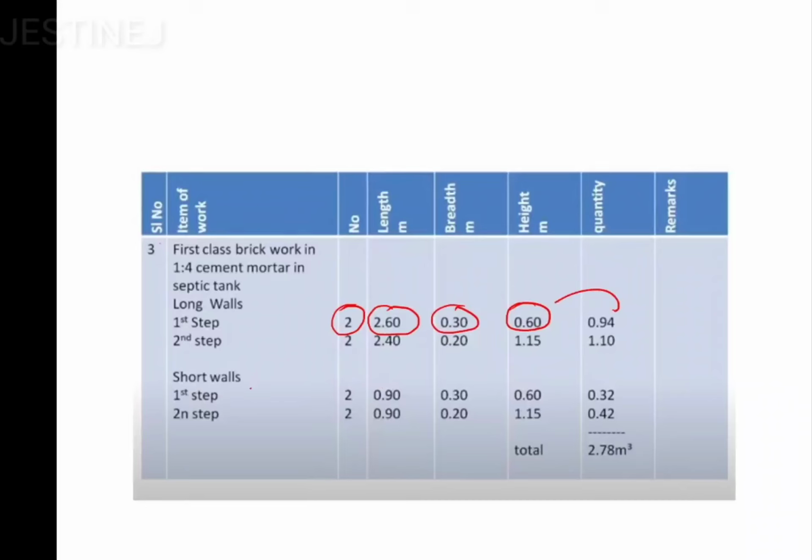Then coming to the second, that is the short wall, the number is going to be 2, the length is going to be 0.9, the thickness is going to be 0.3, and the height is going to be 0.6. So you will get this value, 0.32.